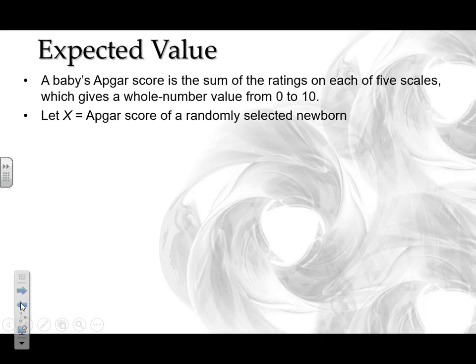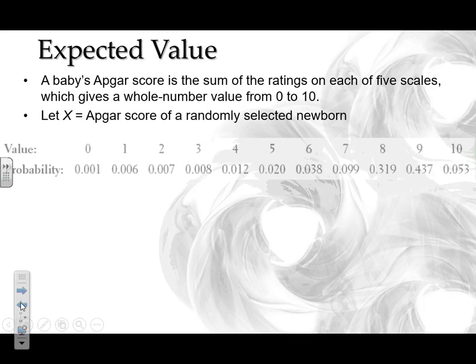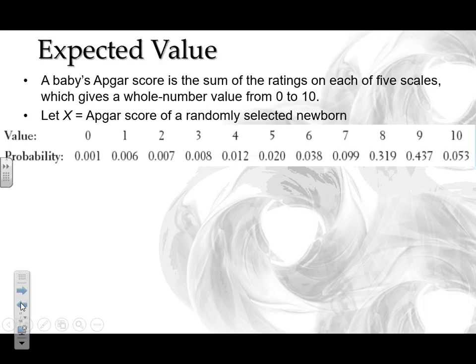So a baby's APGAR score is the sum of the ratings on each of 5 scales, which gives a whole number value from 0 to 10. So we're going to let our random variable x equal an APGAR score for a randomly selected newborn. So we know that they have a value from 0 to 10. Okay? Now what they've done is they've compiled probabilities based on countless numbers of observations with babies and their APGAR scores.